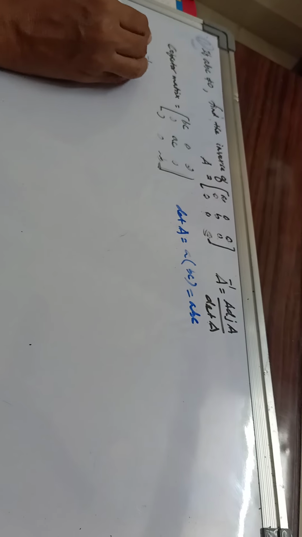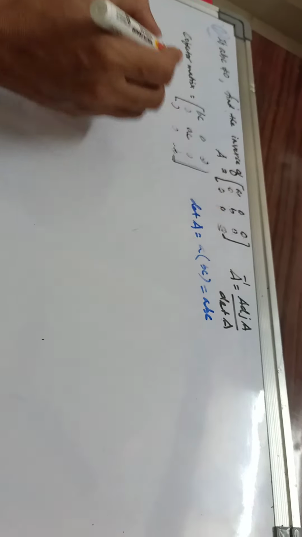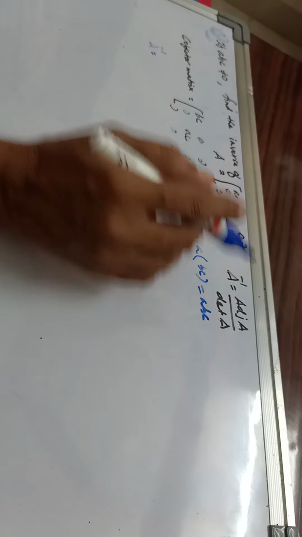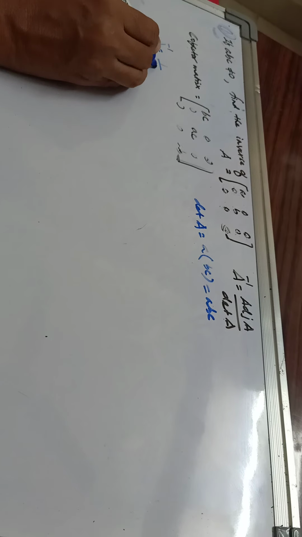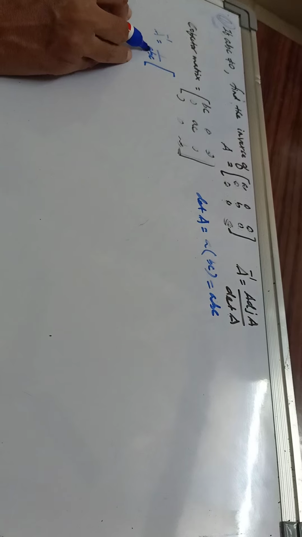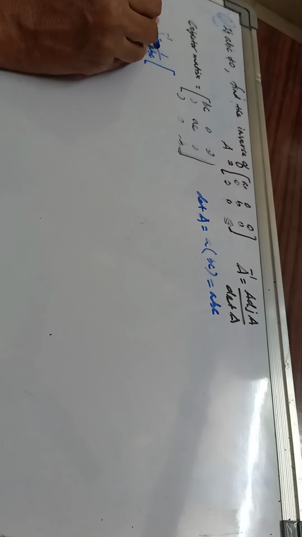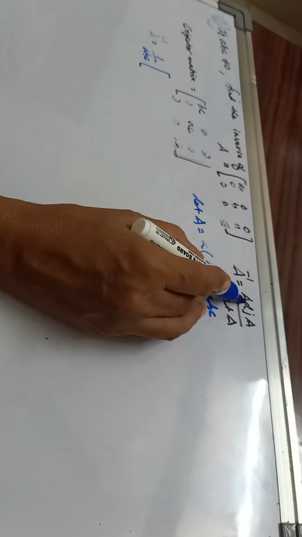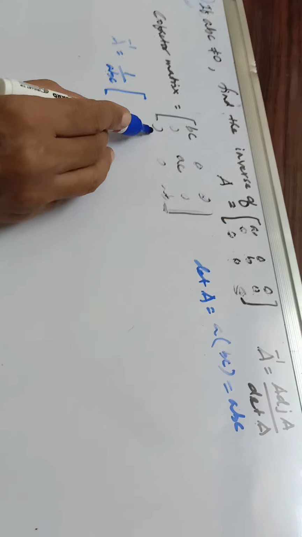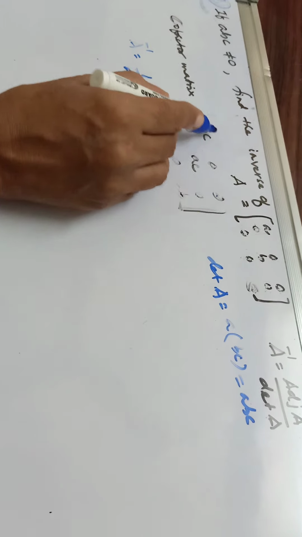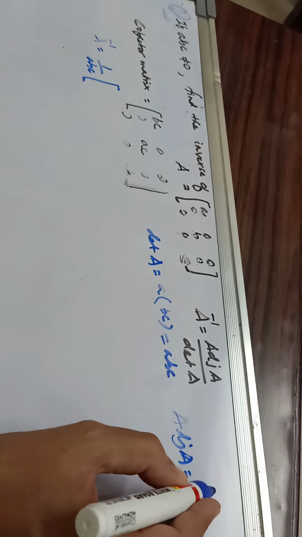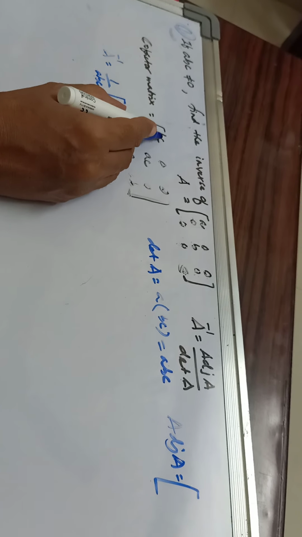Therefore, what is A inverse? A inverse is adjoint A by det A. This by this. So det A has to be written in the denominator. I am writing 1 by ABC, since I have written the determinant of A in the denominator. That is the reason for putting this 1 in the numerator. Adjoint A. What is adjoint A? Adjoint A is the transpose of this. Actually this is the cofactor matrix. So what is adjoint A? This is a transpose of this matrix.